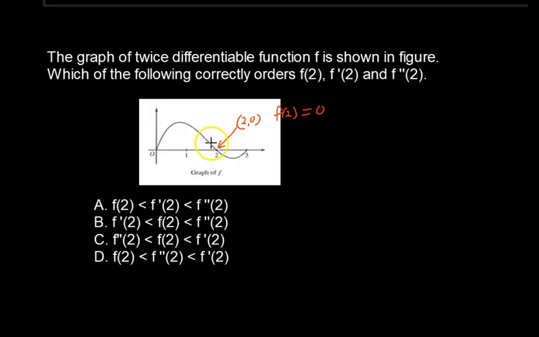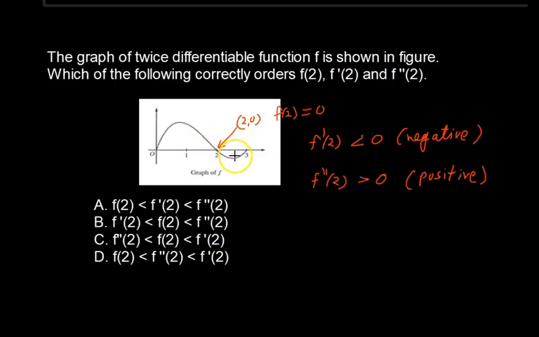Then we check whether the function is increasing or decreasing. From here to here, this graph is decreasing, and we know that for a decreasing curve, the first derivative is always negative. f prime 2 is going to be negative. And then we check the concavity. We see that at this point it's concave up, and we know that when the graph is concave up, the second derivative is positive. That means the second derivative at 2 is positive because the graph is concave up here.